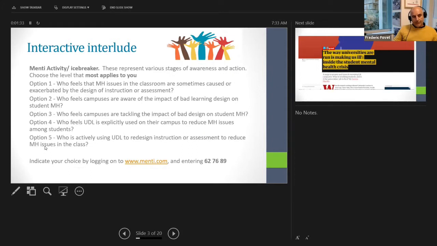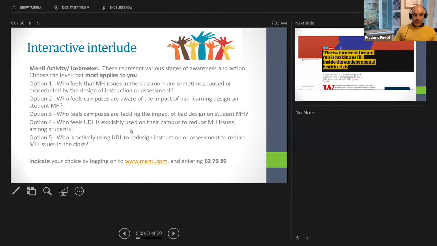If we start with level 5, which is the optimal level, you're actively using UDL to redesign instruction and assessment to reduce mental health issues. So you've already thought about it, you're aware of it, you're doing it, your campus is aware of it, and you're actually doing this actively in your classroom. You're looking at what could be the possible causes within your instruction and assessment, and then you're using UDL to try and address that.